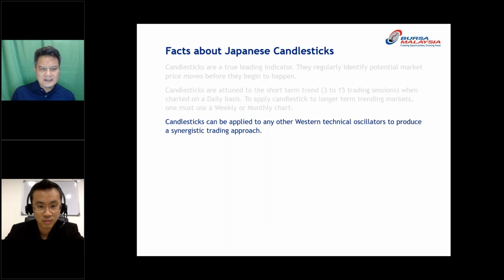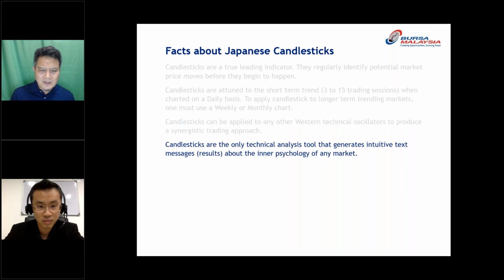It's up to you. It can also be applied with other Western technical oscillators to produce a synergistic trading approach, which means you can combine it with indicators or moving averages or other things. Also, the candlestick is the only technical analysis tool that generates an intuitive text message or result about the inner psychology of the market. So when it shows, for example, a long candle, it shows that all the traders are very positive.